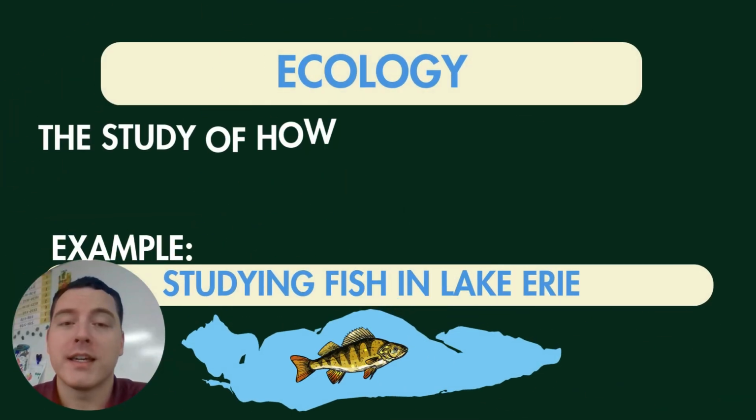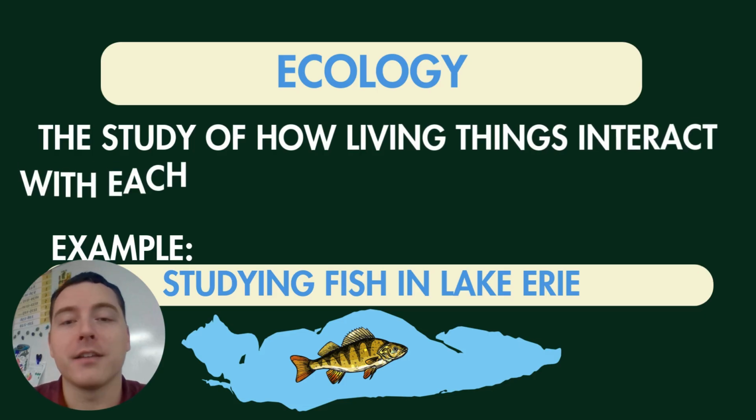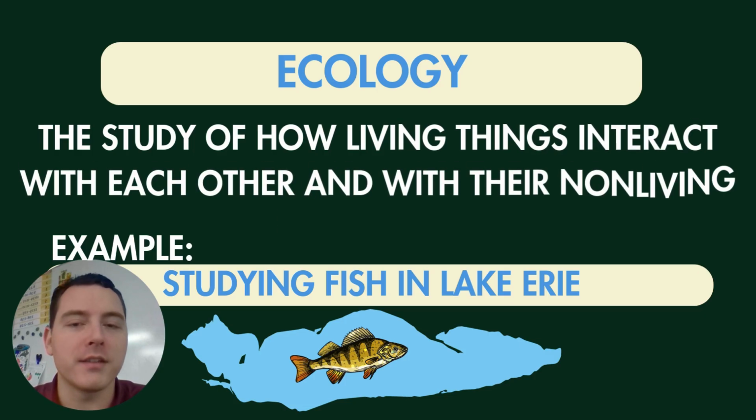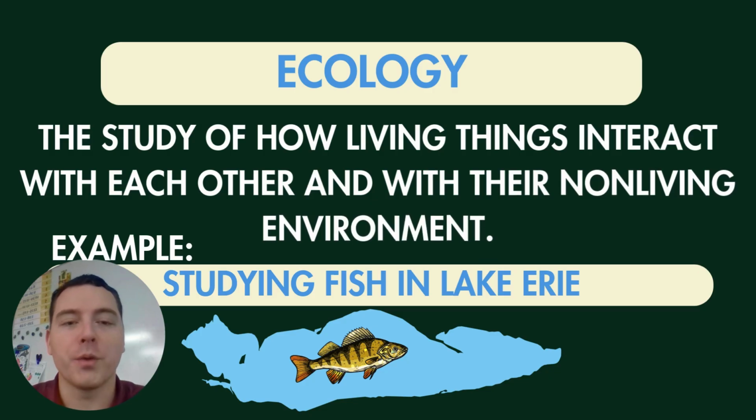One of the fields in environmental science that is used is ecology, the study of how living things interact with each other and with their non-living environment. So, for example, if you're studying fish in Lake Erie, you're studying the fish and you're studying how they interact with each other in the lake.